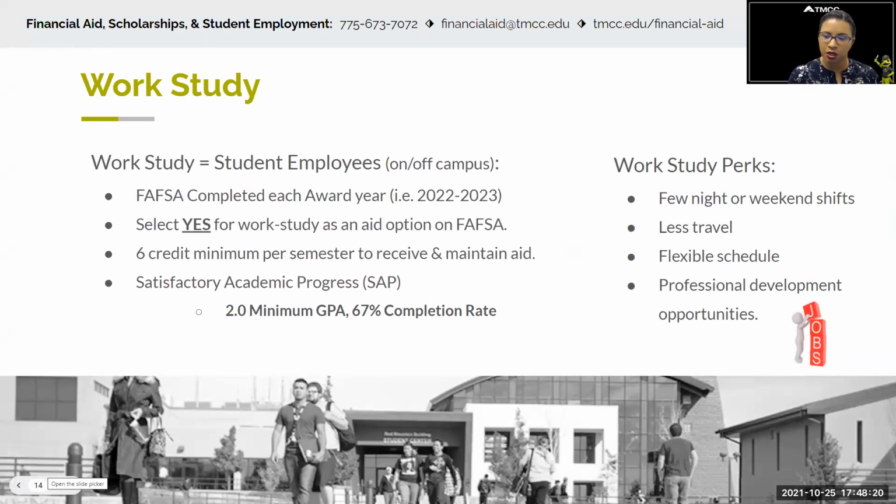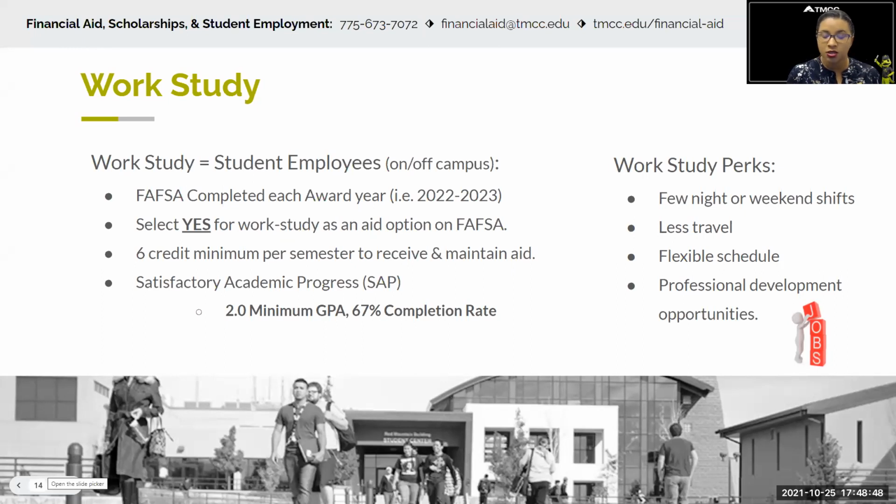Usually you're working on campus, you can pop into class, pop into work, pop back into class, pop back into work, all without having to leave campus. And then they usually have a very flexible schedule because they understand that you're a student. So you're going to be having class, you're going to be having homework, so they understand and they usually work with you when you have exams, etc.